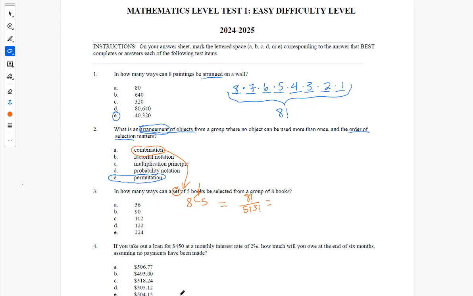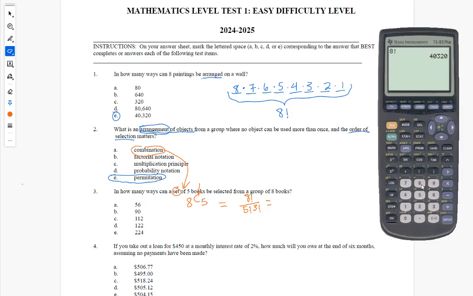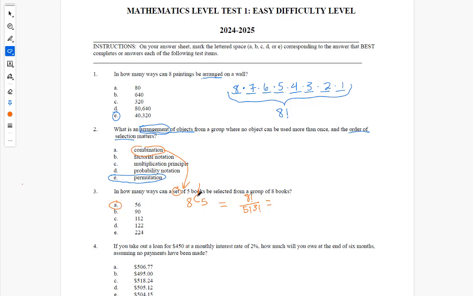And so we're going to punch this in. A couple of different ways to do this. We would take 8, probability, and let's do the factorial there. 8 factorial, enter, and then we divide that by 5 factorial times 3 factorial. Let's punch that in right there. And we enter it, and it turns out to be 56. So 56 is indeed the answer.